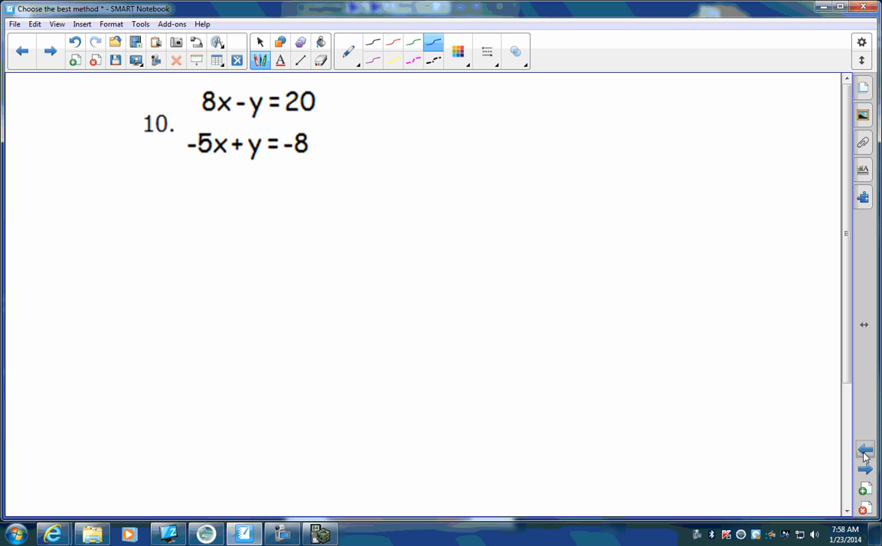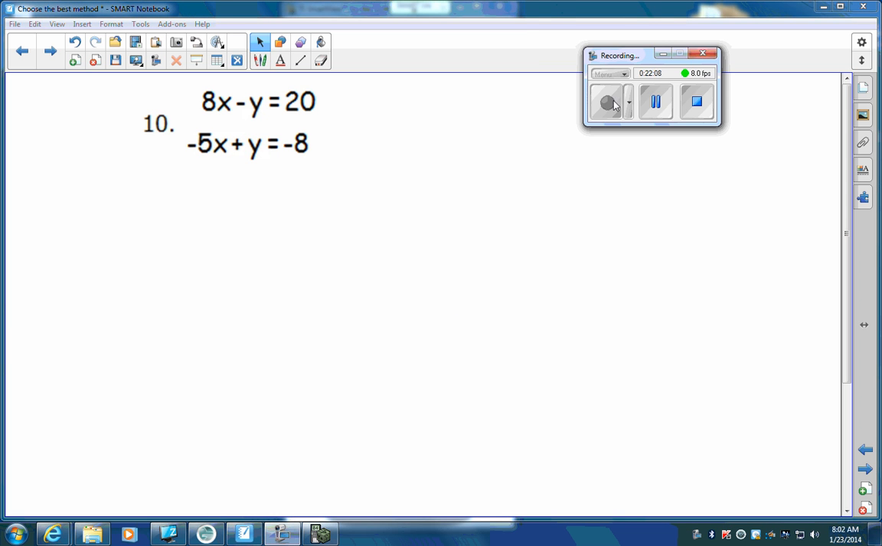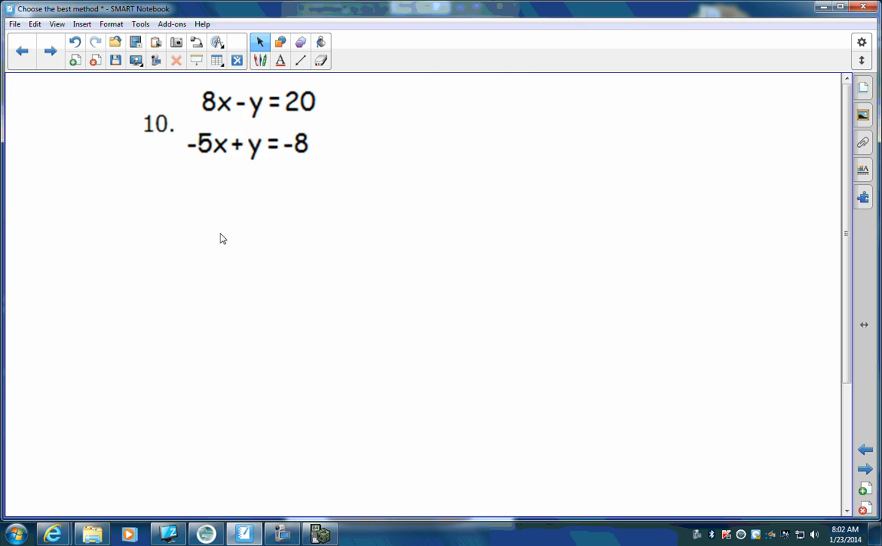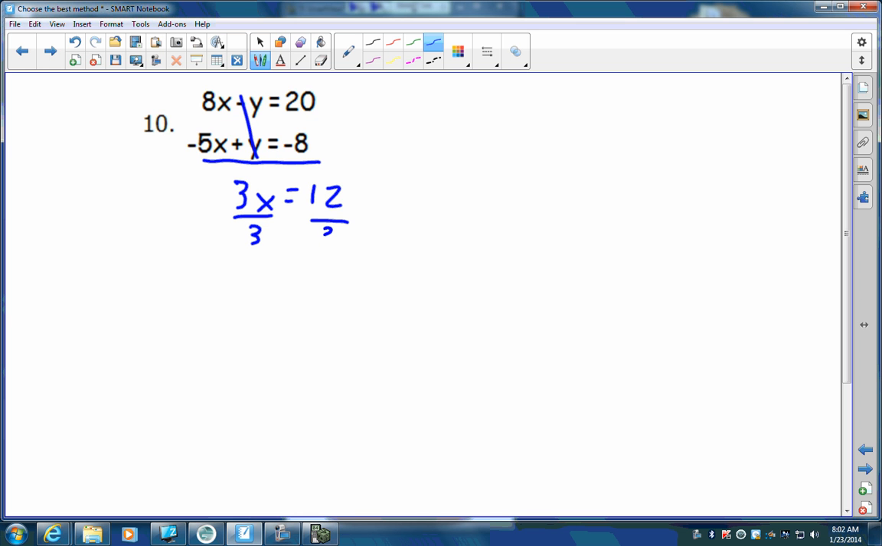All right, let's go back to number 10, if you haven't done that already. This is set up for elimination right away because the y's cancel out. 8 minus 5 is 3x. The y's go away. 20 minus 8 is 12. Divide by 3. You should have gotten x to be 4.